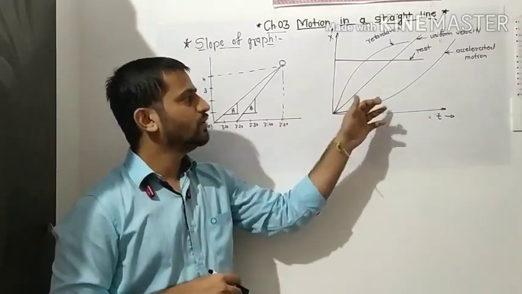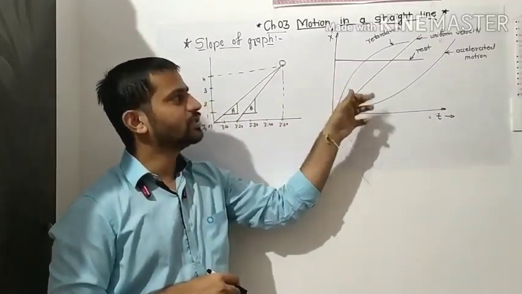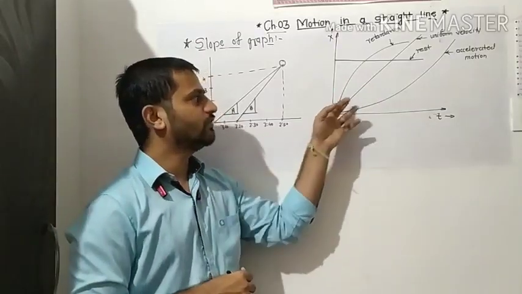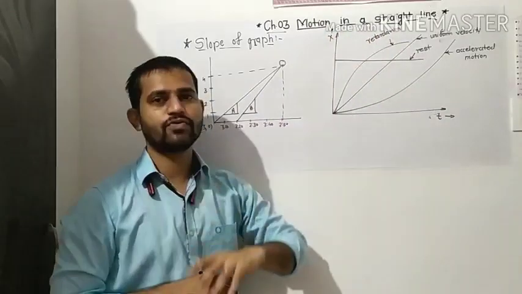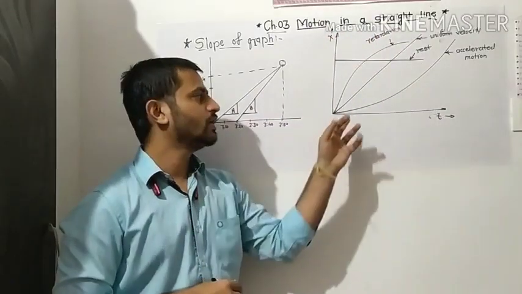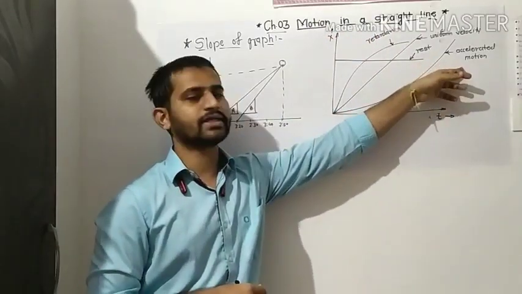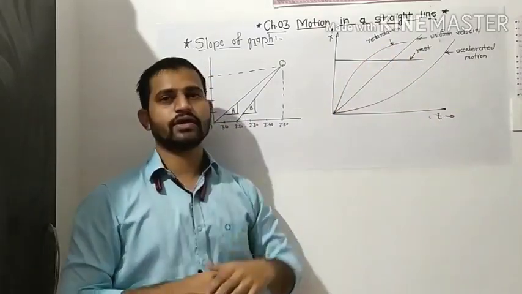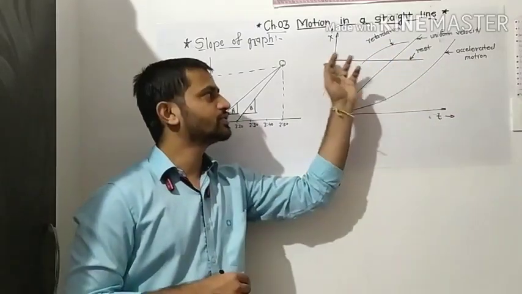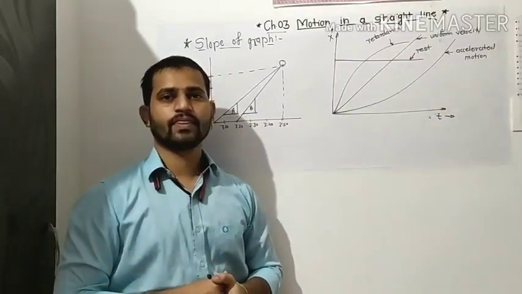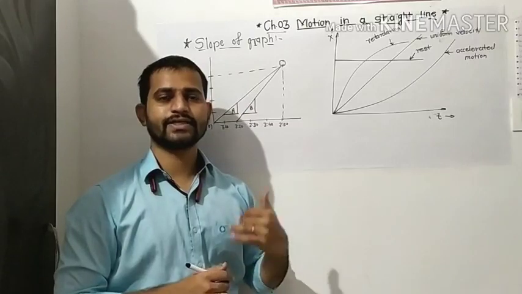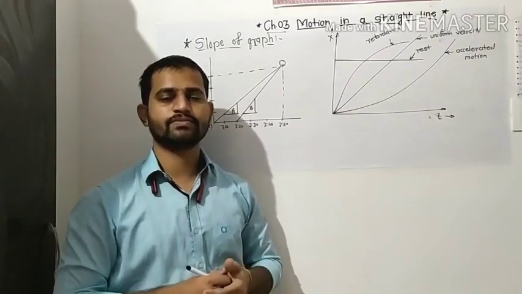So you can remember all four patterns of the graphs for the x-t curve. The first straight line indicates uniform motion or uniform velocity. This curved line indicates accelerated motion. This curved line indicates retardation. And this straight line represents no motion by the object, that is, it is at rest after completing some displacement.